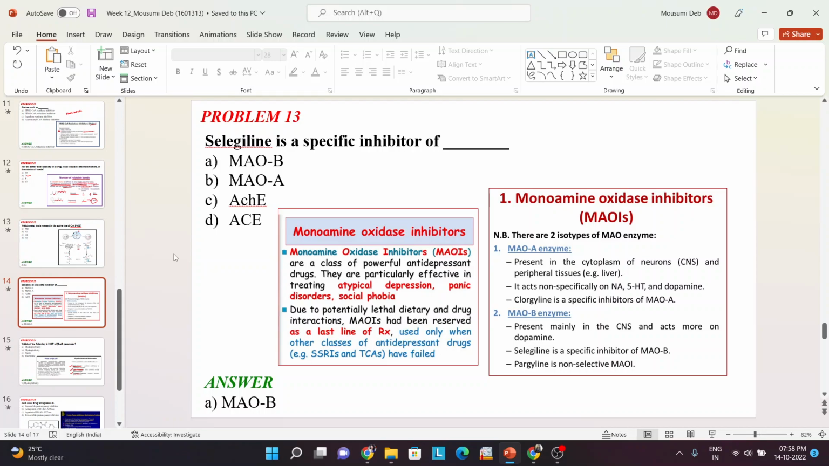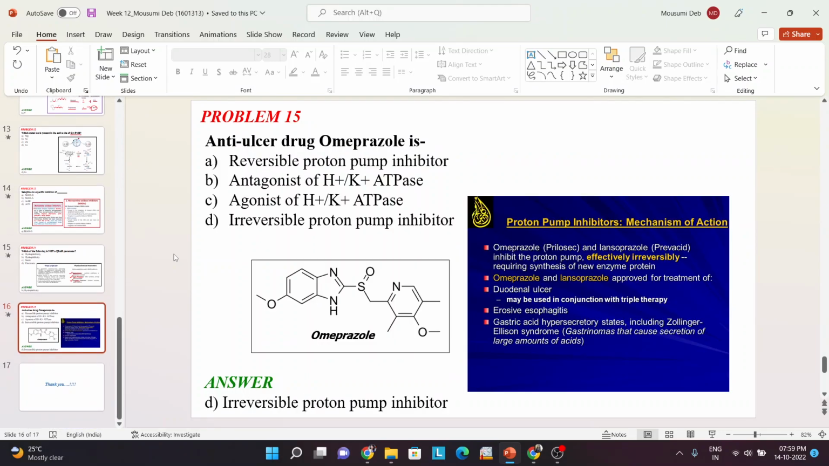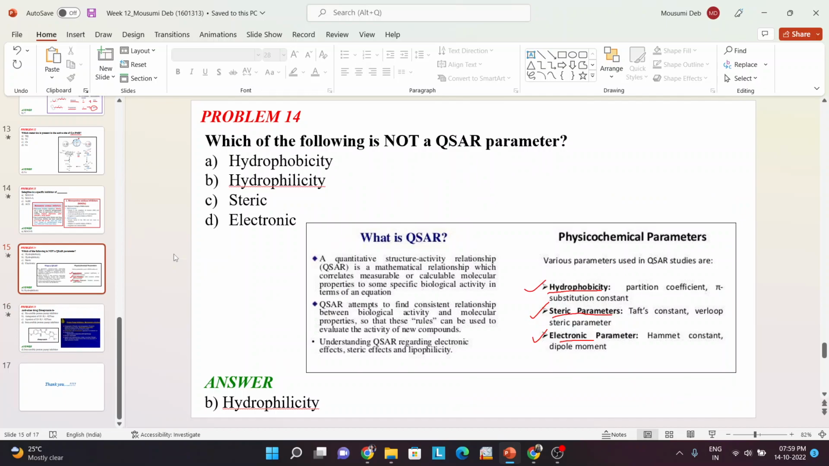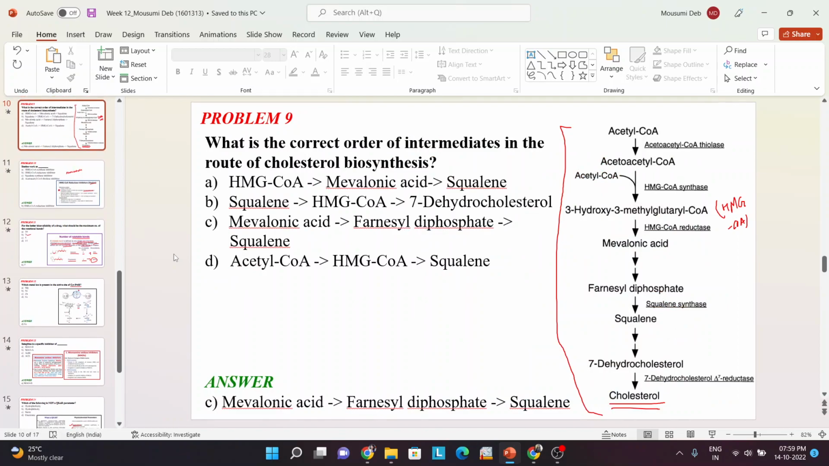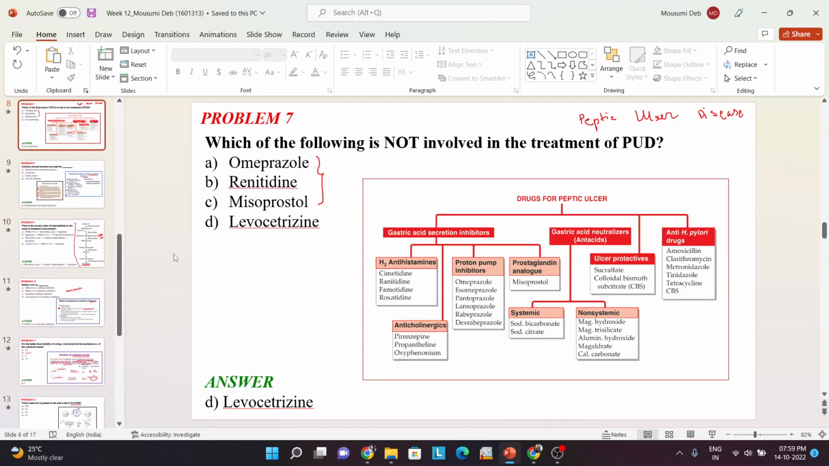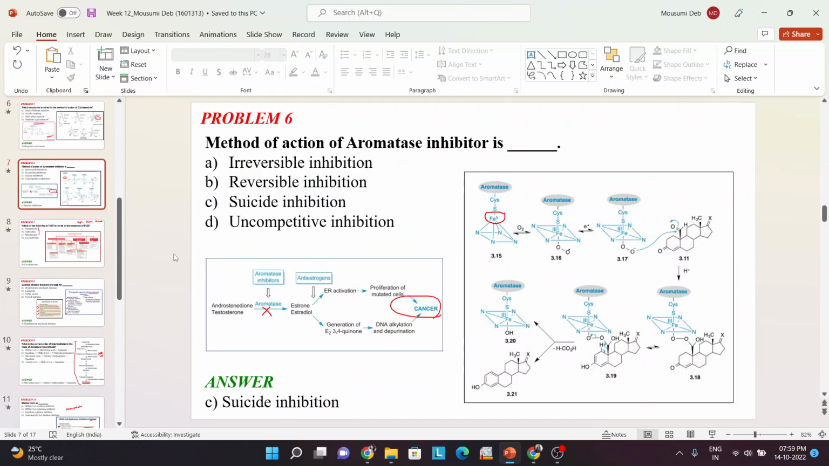Basically, it was all about organic chemistry. In this week's session, we covered various kinds of drugs, like anti-cancer drugs, anti-cholesterol drugs, and acidity drugs. QSAR is a very important aspect of drug development, and cholesterol biosynthesis, as I have said, is a very important topic for your exams. We also discussed different treatments like beta blockers, aromatase inhibitors, and kinase inhibitors.